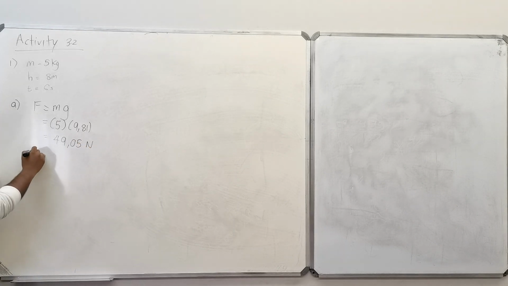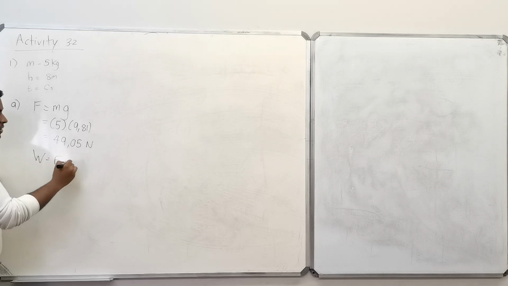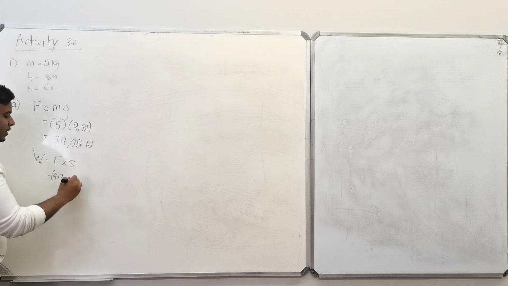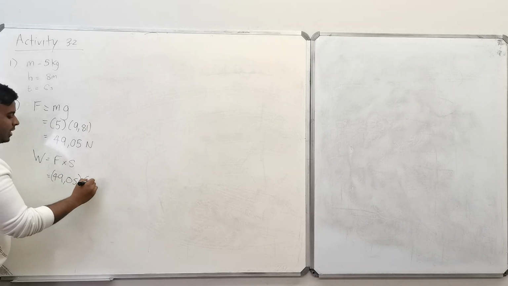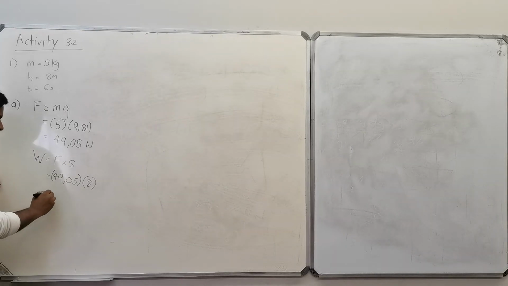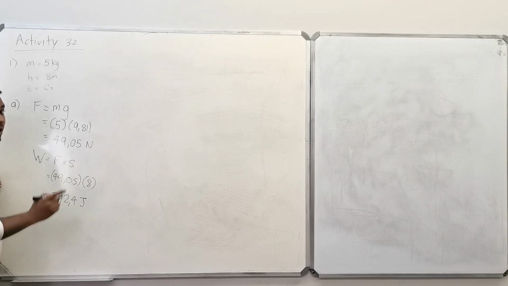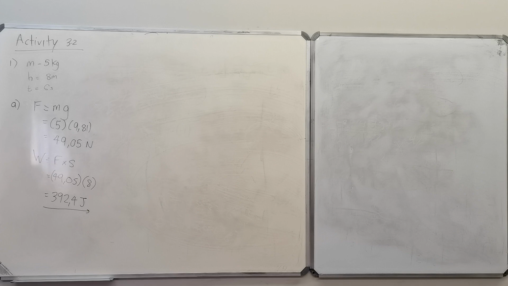So using this here, we can calculate work. Work is equal to force times distance or displacement, right? So this would be 49.05 multiplied by 8. So this would come to 392.4. Okay, everybody okay with that? I just broke it up to show you each thing, right?